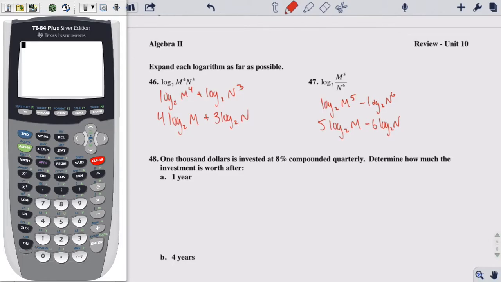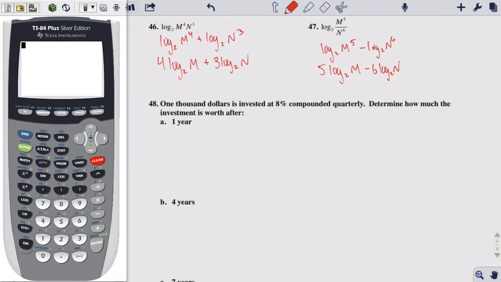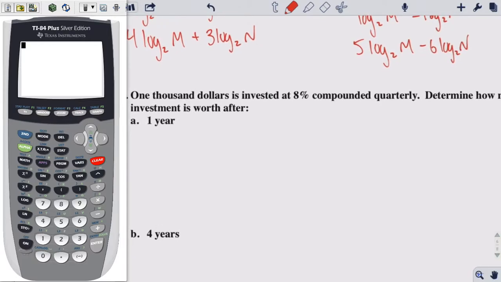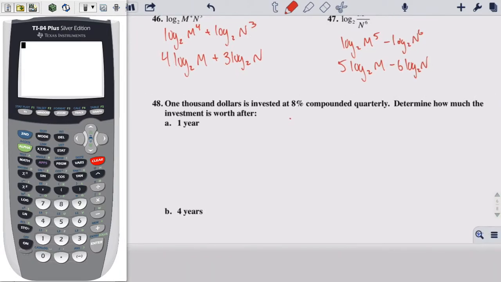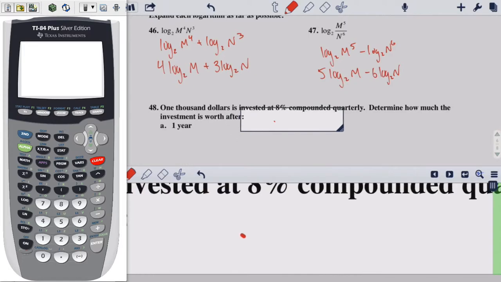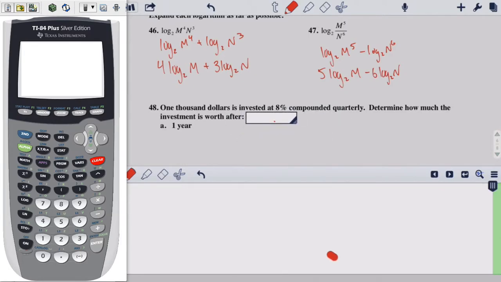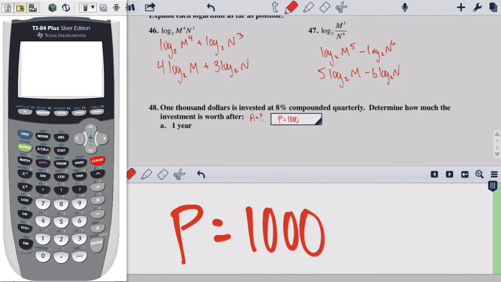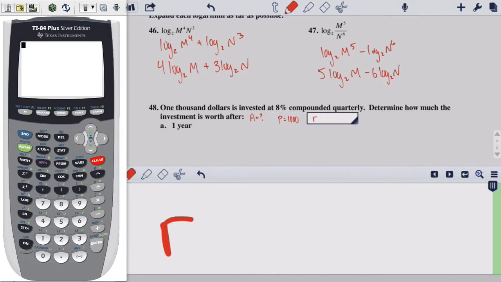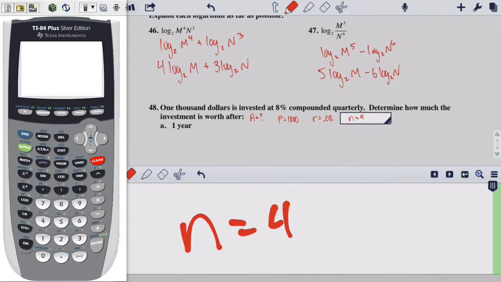Okay, now moving on to some word problems. We get $1,000 invested at 8% quarterly. Determine how much the investment is worth after they give us times. So we need to figure out a few things here. First off, A is what we're trying to find out. P is equal to 1,000. R is equal to 0.08. N is equal to 4.